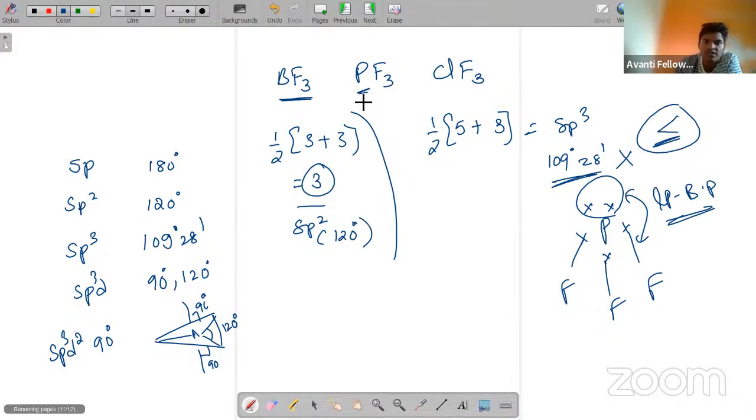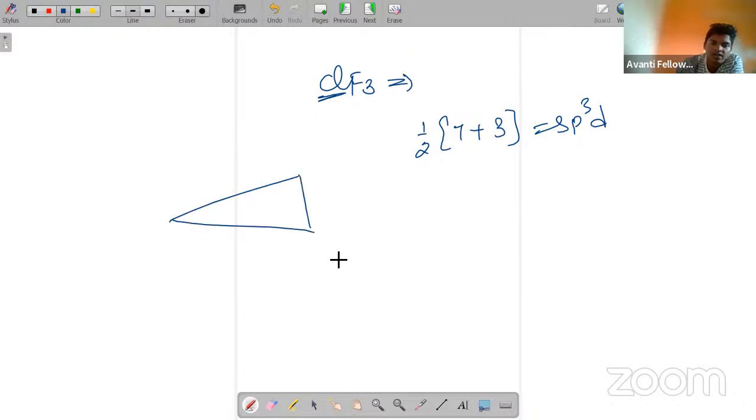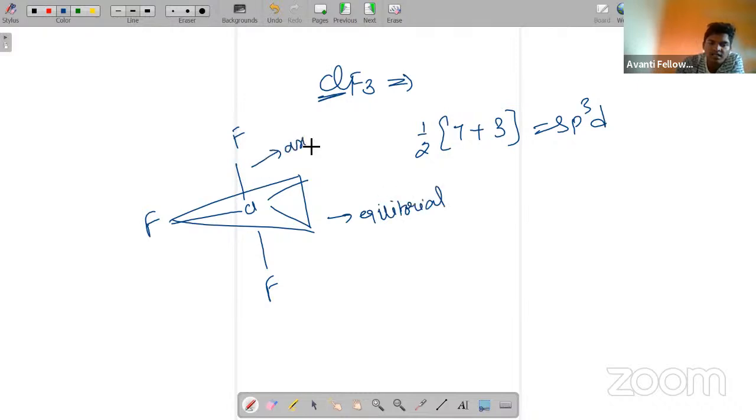Okay, then what about ClF3? For ClF3, the hybridization is half into the valence electrons of chlorine, that is 7 plus 3, 10, that is sp3d. So sp3d means, as I just told you, chlorine will be at the center, one fluorine will be at the top, another fluorine at the bottom, and another fluorine in the equatorial plane. This is called the equatorial plane, and this is called the axial line.